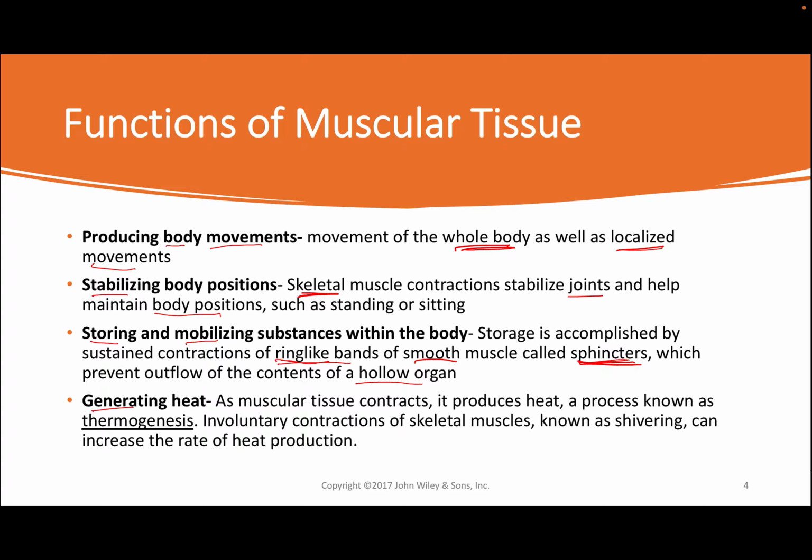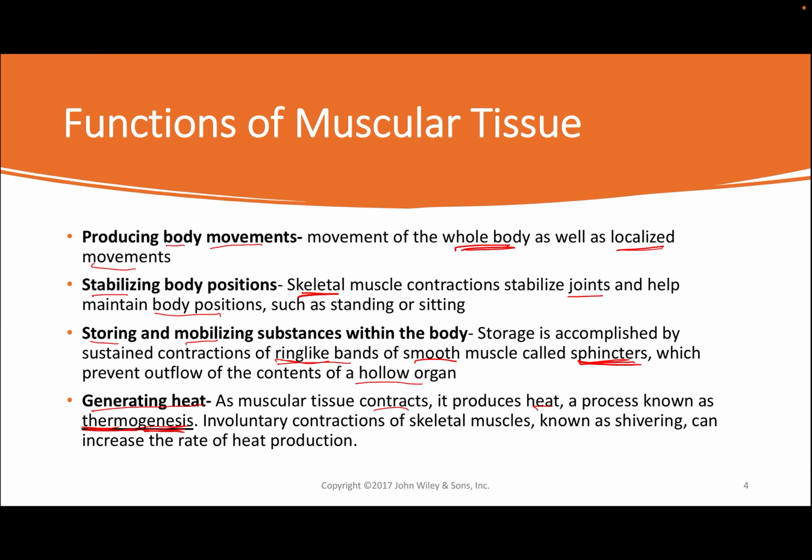And then last but not least, a major function of muscular tissue is going to be the generation of heat. So as muscle tissues contract, they are going to produce heat. And this process of heat production is known as thermogenesis. Thermo, as in temperature, genesis, as in creation of. So creation of heat, this is thermogenesis.